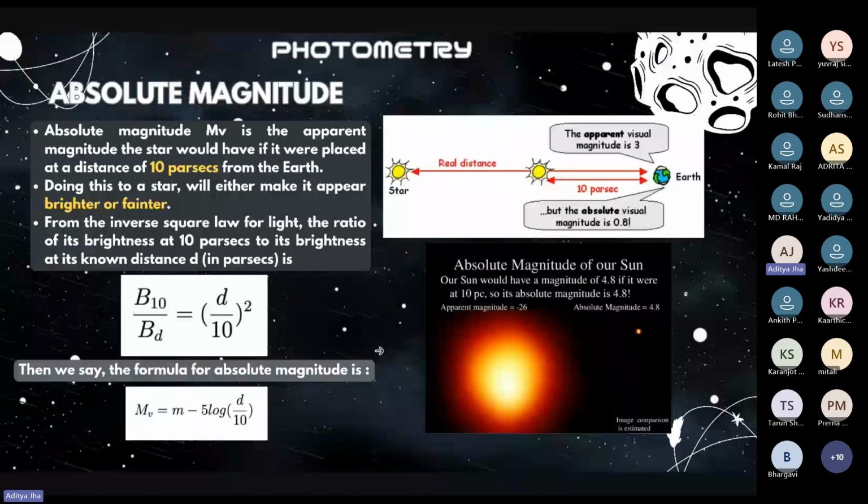So you can see here that if our sun was at 10 parsecs from us, its magnitude would be 4.8. That's its absolute magnitude, but its apparent magnitude is minus 26 because it's much closer to us compared to 10 parsecs.